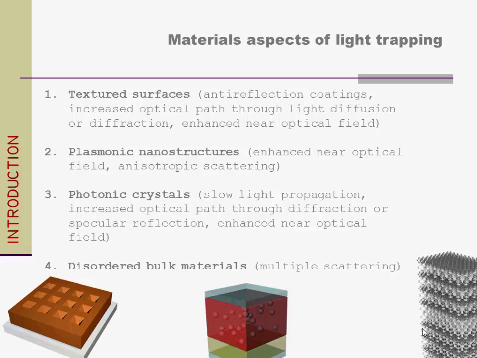slow light propagation that I mentioned before, to increased optical path through refraction or simply specular reflection, as well as this different type of enhanced near optical field, which is basically related to the fact that I can have point spots inside the photonic crystal if I look at the way in which the magnetic field distributes inside. Finally, disordered bulk material. So I can basically have a material in which I have introduced disorder in the indices of refraction inside, and I can get multiple scattering that will also increase the optical path of light inside.